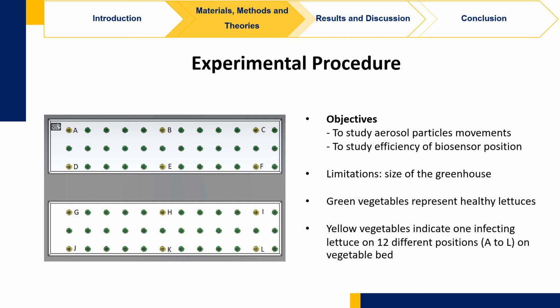Green vegetables represent healthy lettuces, while yellow vegetables indicate one infected lettuce, on 12 different positions, A to L, on the vegetable bed. Particles omnipresent in the greenhouse were shown on the simulation plot to determine the lowest and highest particle regions.